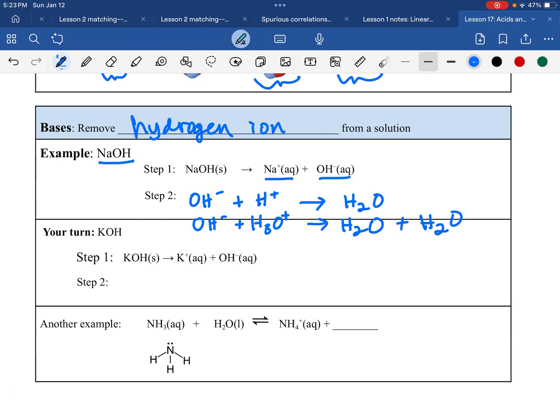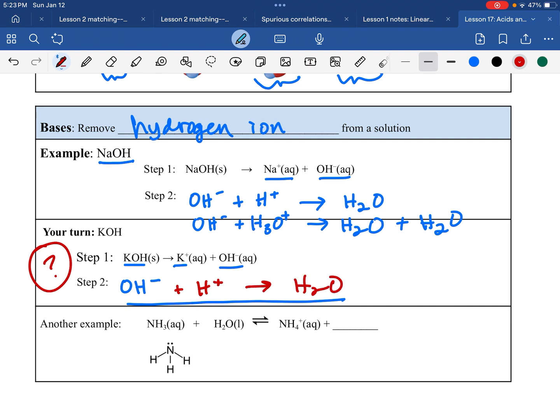Okay. Now your turn. So we have potassium hydroxide. K is potassium. Step 1, it ionizes. And then you have to write what's happening in step 2, OH minus. You're going to write the equation for what's going on. How is it going to remove hydrogen ions from a solution? So that's a question in the video. If you wrote this, H plus goes to H2O, you are correct. Or this is also an acceptable answer if you wrote it joins with hydronium to become 2 water molecules.